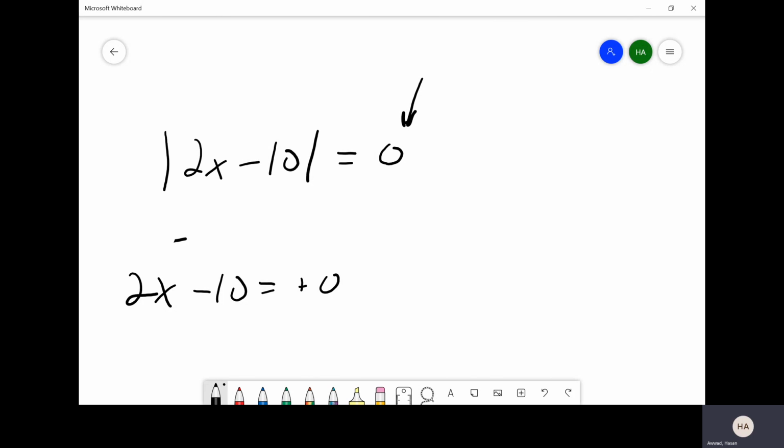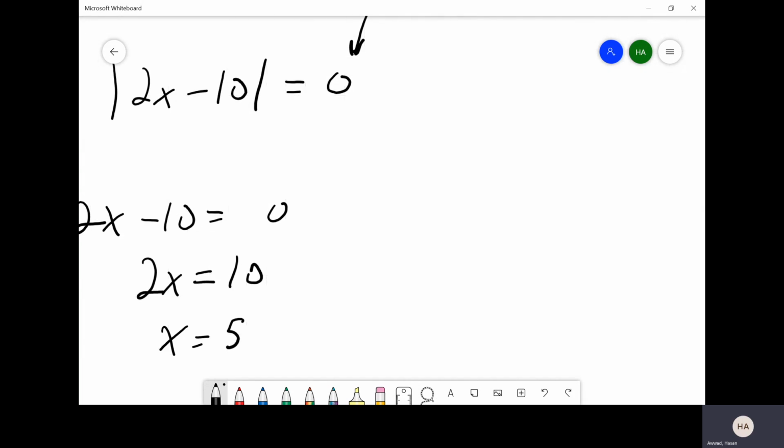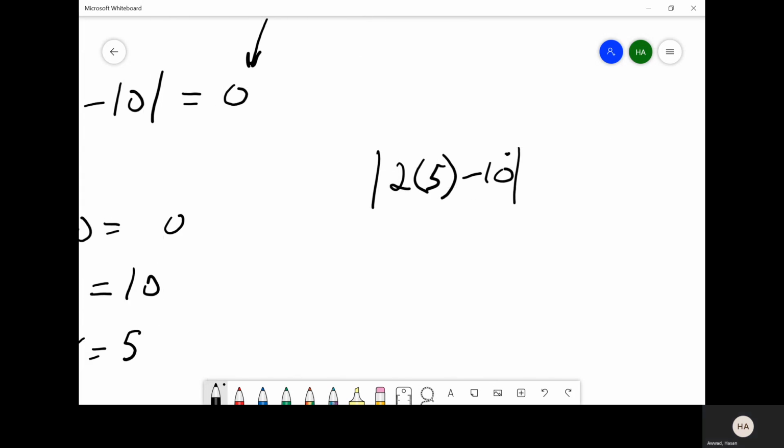So we can just solve for 2x minus 10 is equal to 0. So we do that. We get 2x is equal to 10. We divide both sides by 2. We get x is equal to 5. And indeed, 5 should be the only solution. Let's go ahead and check it. We plug 5 in. We get absolute value of 2 times 5 minus 10. And this should be equal to 0.